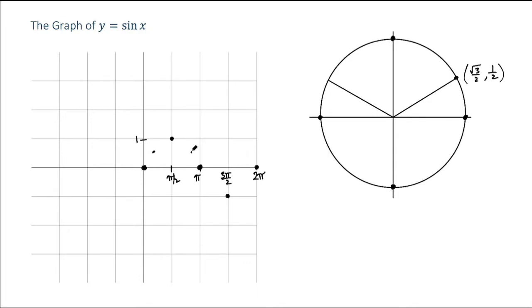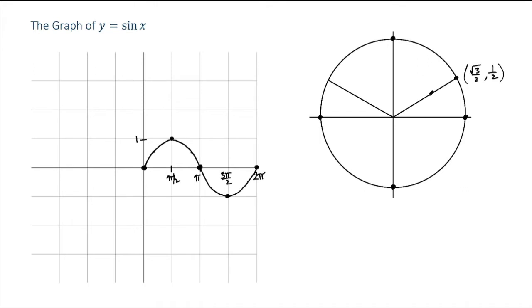And we could continue in that manner at 7 pi over 6 and at 11 pi over 6. And that starts to give us a picture of what's happening here. We have a nice curve, like a little wave. That is the graph of one period of the sine function.